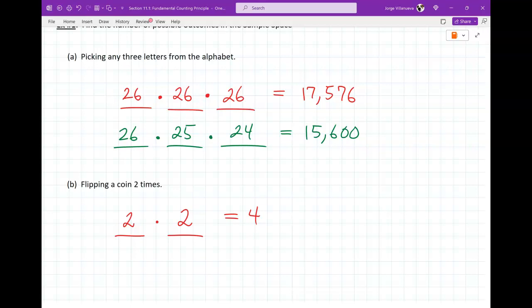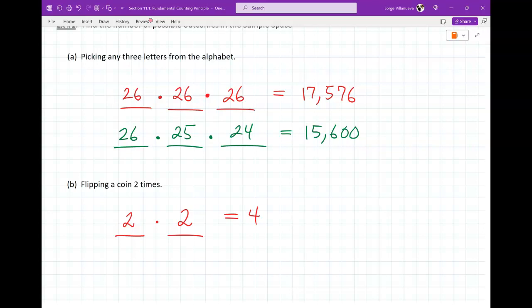We can list them. You can get heads and heads, tails and tails. You can get heads and tails, or else you can get tails and heads. Those are your 4. Okay? Now you might say, well, heads and tails and tails and heads, isn't that the same thing? They both came out to the same thing. Well, yeah, but one of them came out first, the other one came out second. Okay? So order kind of does matter in some situations, in different ways that they can come out.